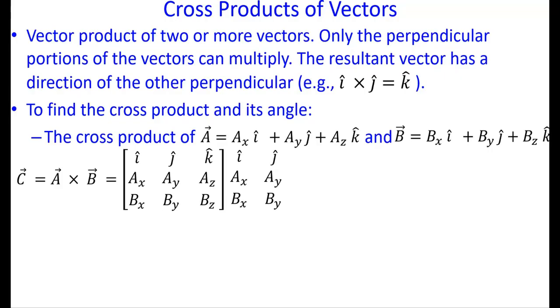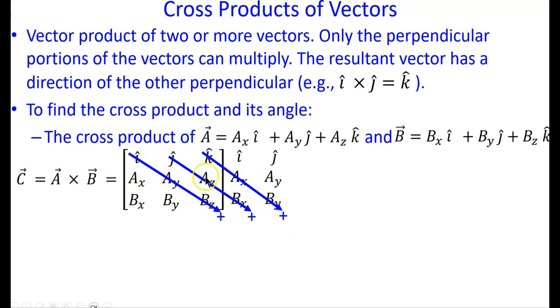Okay, so again, this is a procedure to get the overall directions, multiplying things by cross product. So what we're going to do is multiply the I components, through this line. So the resultant vector would be AY times BZ, and that would be positive in the I direction.